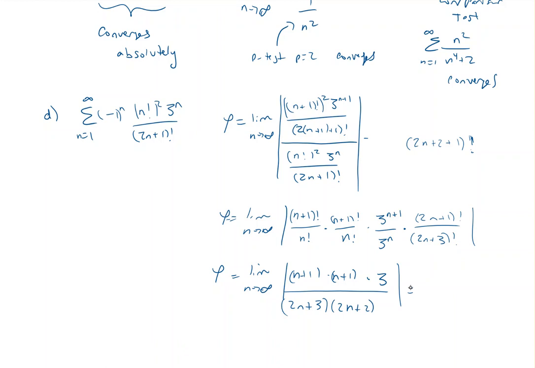What's that going to equal? This is 1/2. This is 1/2. This is 3/4. And 3/4 is less than 1. Which means this converges. If I don't even think about the negatives, it converges. And therefore, if I don't have to even think about the negatives, and it converges, that means this series converges. Absolutely.